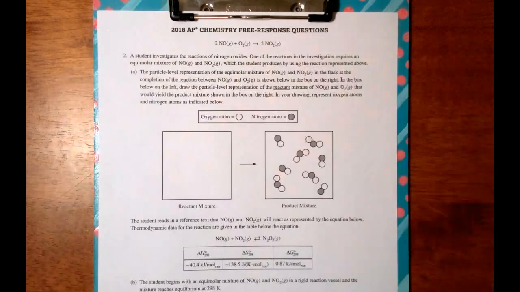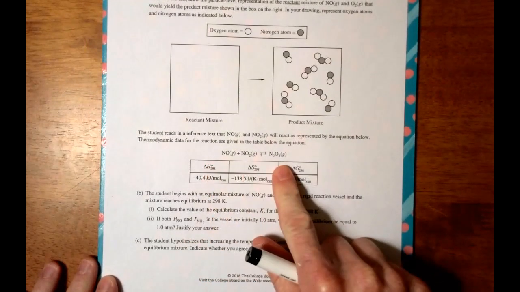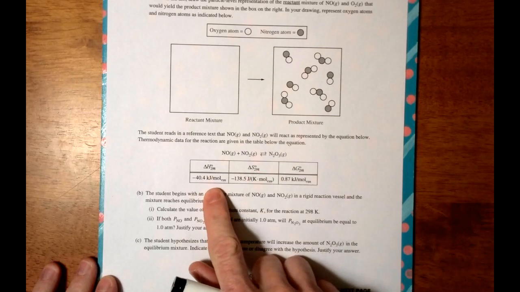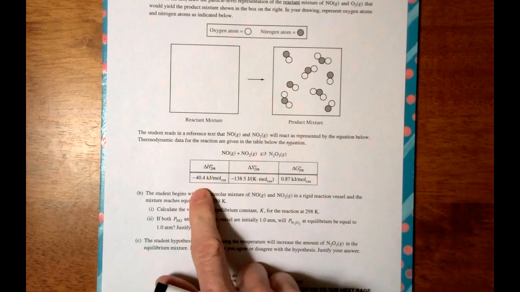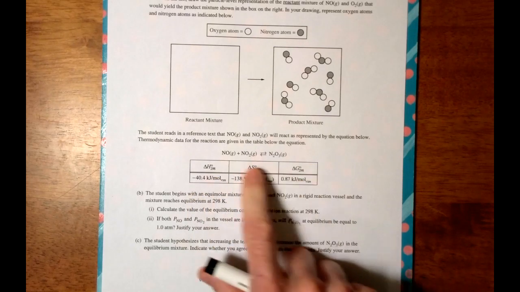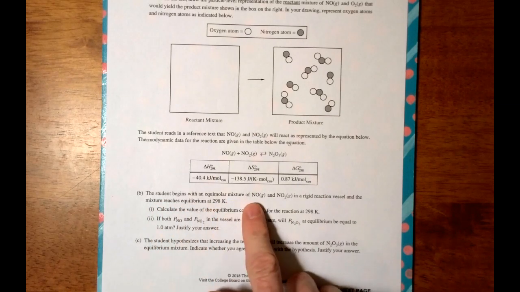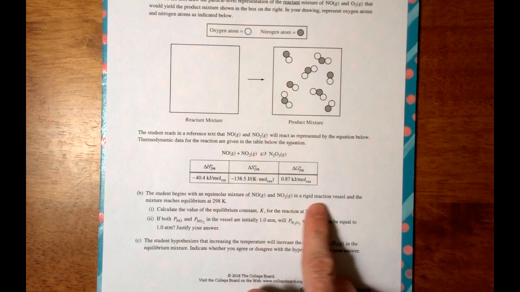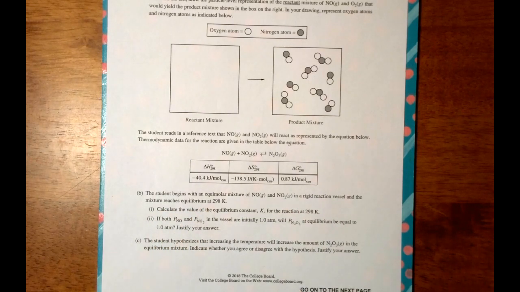Part B gives us a new reaction right here, and we're given the enthalpy, the entropy, and Gibbs free energy overall changes, the delta, for this equation. The student begins with an equal molar mixture of our 2 reactants in a rigid vessel, and we reach equilibrium at 298 Kelvin, and we're asked to solve for K.